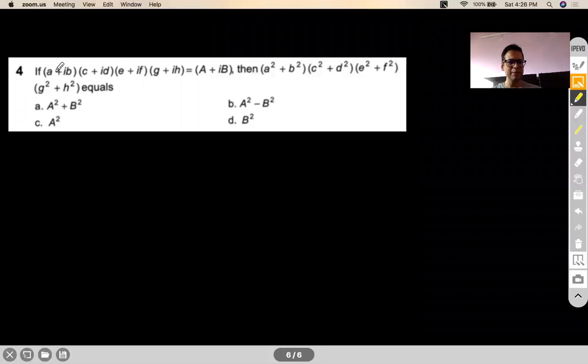If (a plus ib)(c plus id)(e plus if)(g plus ih) is equal to A plus iB, then (a square plus b square)(c square plus d square)(e square plus f square)(g square plus h square) is equal to which of the following options? Let us start the poll for this. It's a super easy question. If you have understood the multiplication process, you'll be able to answer this within 30 seconds.